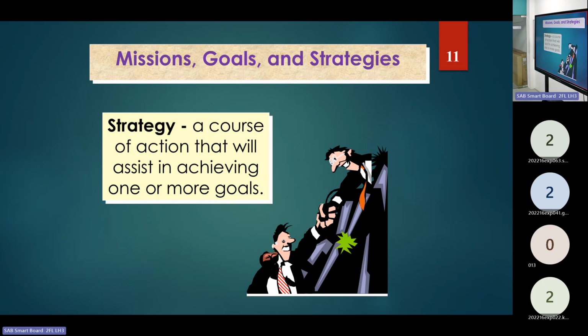But simply, goals and objectives are measurable, specific, identifiable, achievable targets which help to achieve the mission, right? Go to the mission. Then after, strategy has to be made on specific goals. Course of actions that will assist achieving the goals, right?